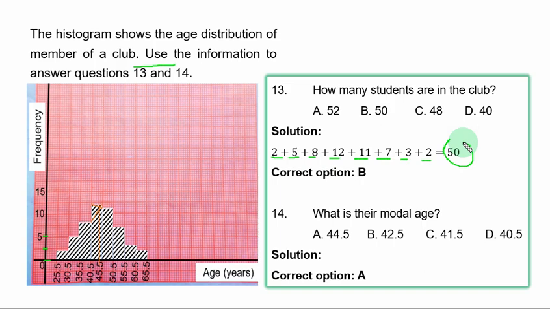Question 14. What is the modal age? To get the modal age, you trace the adjacent side of the tallest bar to the corresponding side of the 2 shorter bars beside. So from this adjacent, you move to this side, from here to this side. The point of intersection of the 2 lines, you trace it to the horizontal axis.